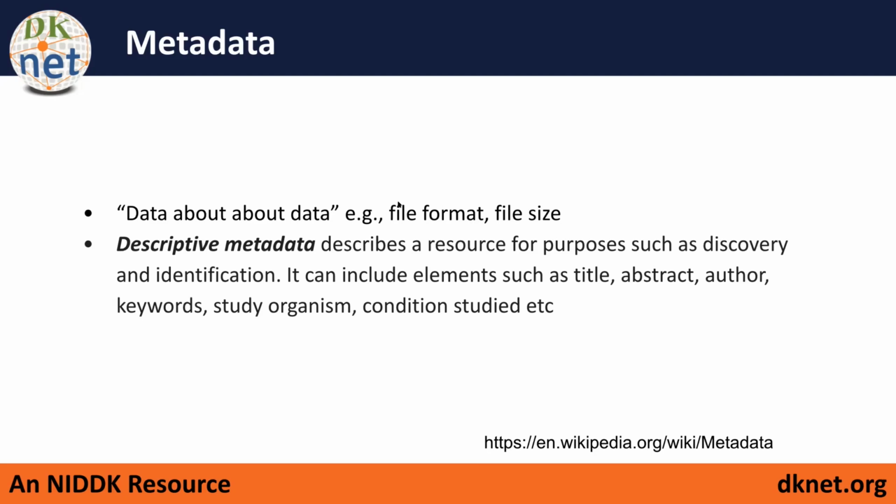The simplest type of metadata is about the file. So that file that I showed you before is a CSV file, and maybe it's a few kilobytes, maybe it's a few terabytes, right? So it tells you about that data file. The metadata I'm mostly going to be talking about here is something called descriptive metadata. Descriptive metadata describes a data set for purposes such as discovery and identification. It can include things like abstract, authors, what conditions you studied, right? It basically is providing context for an individual data set. So when we're talking about metadata from here on, this is the type of metadata that I'm going to be referring to.